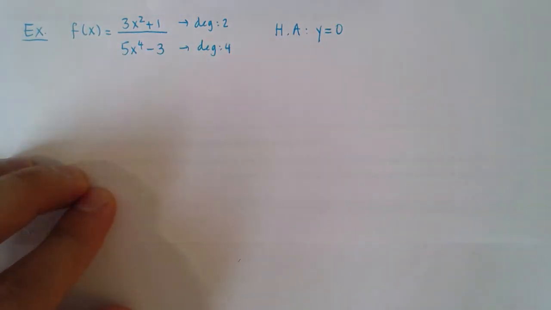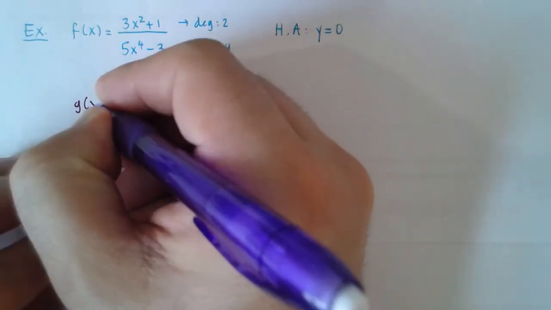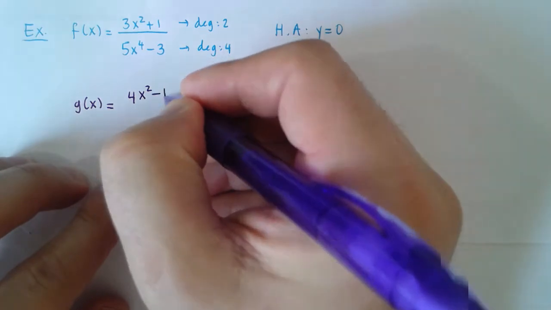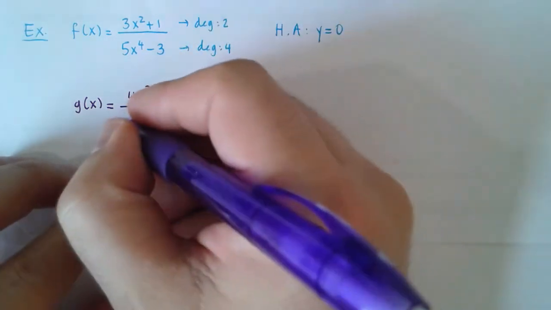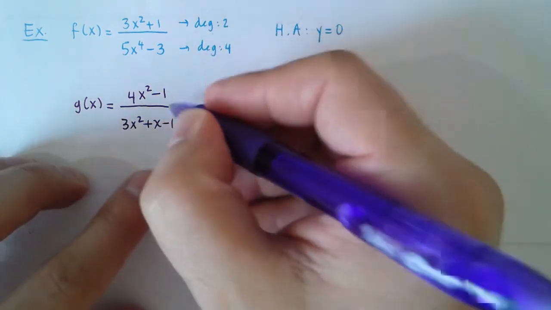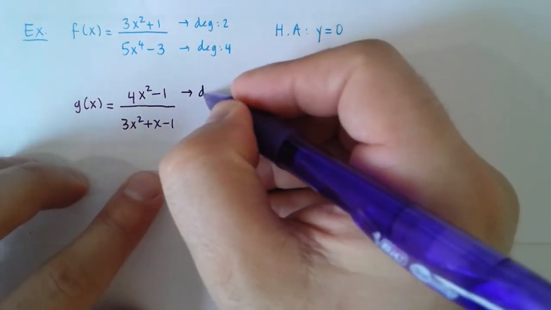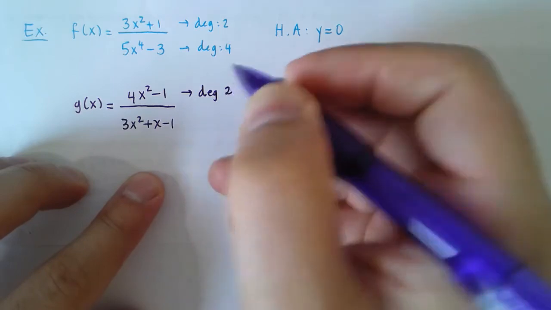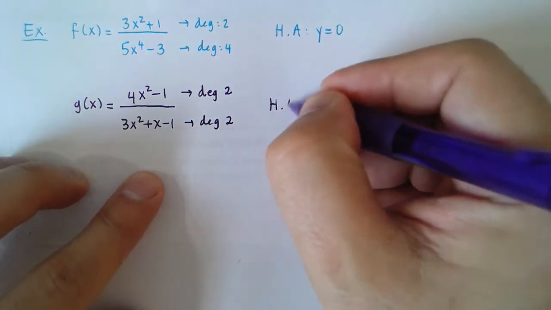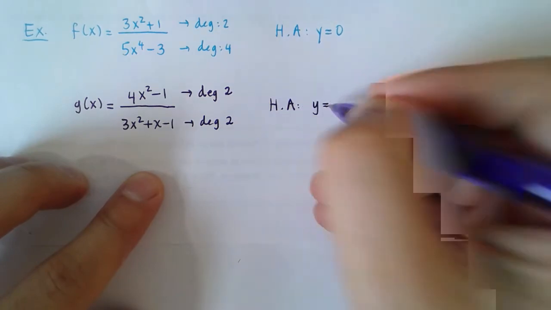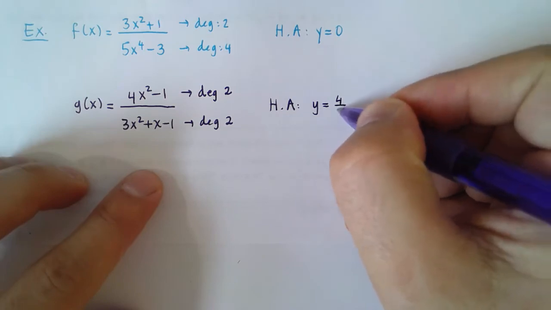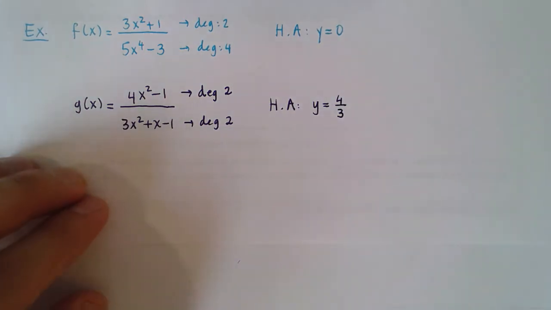If you take another example, let's say g of x equals 4x squared minus 1 divided by 3x squared plus x minus 1. So see, the degree of the top is 2. The degree of the bottom is 2. So in this case the horizontal asymptote will be y equals, you look at the leading coefficients, 4 and 3, so y equals 4 over 3. That's how we find it.